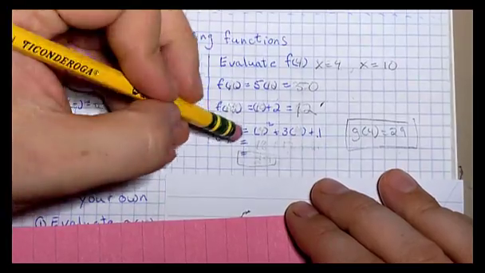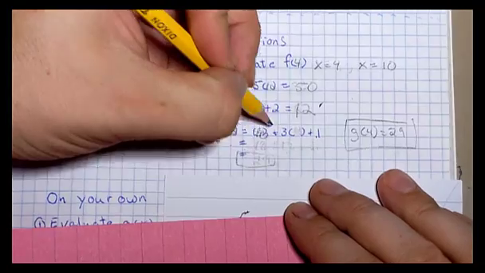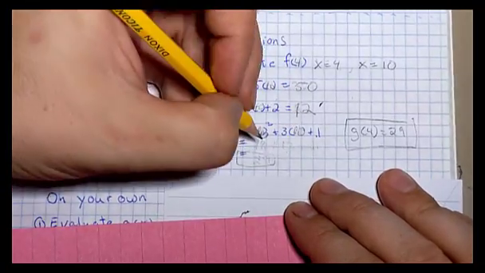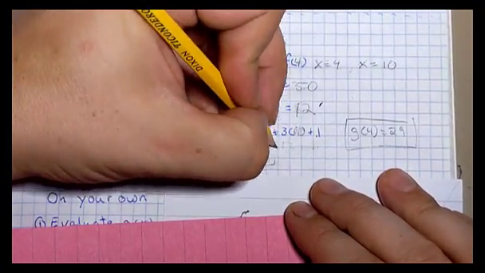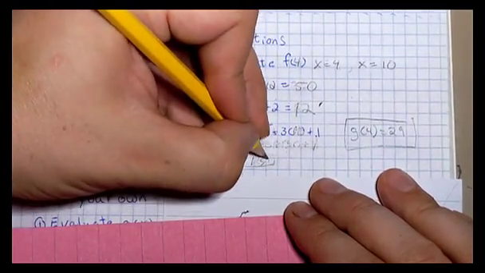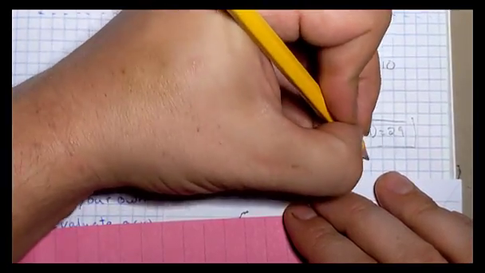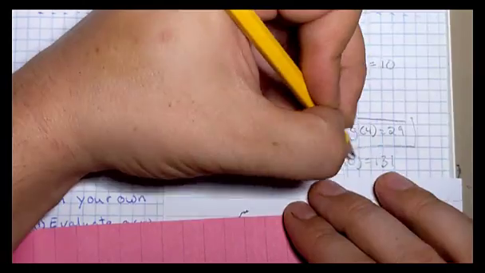So g of 10 would be 10 squared plus 3 times 10 plus 1, which is 100 plus 30 plus 1, or 131. So g of 10 is equal to 131.